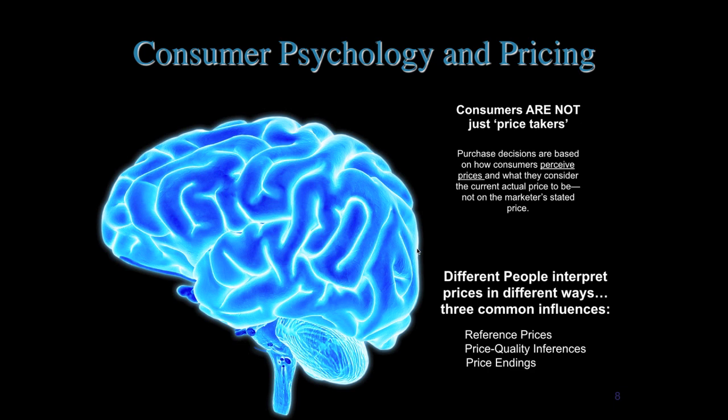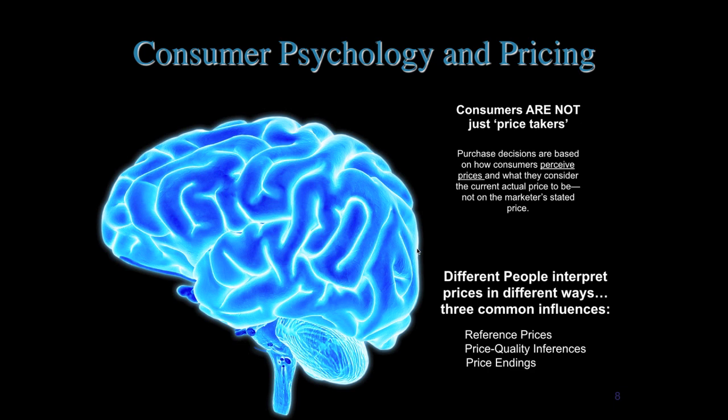And they base purchase decisions on how they perceive prices and what they consider the current actual price to be, not necessarily what the marketer's stated price is. This also deals with price thresholds. In a price threshold, they may have a certain level of price where they believe a product, if it's priced below it, is of inferior or unacceptable quality, and something above it is more acceptable. But then there's a price ceiling where if it's above a certain price, they're unwilling to consider it, or it appears to be not worth the money.